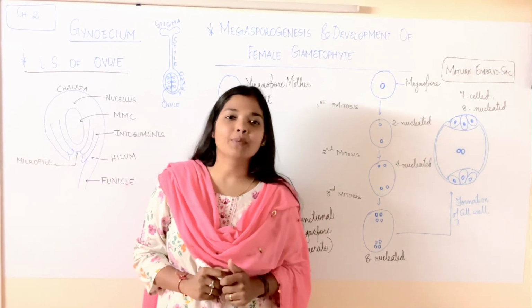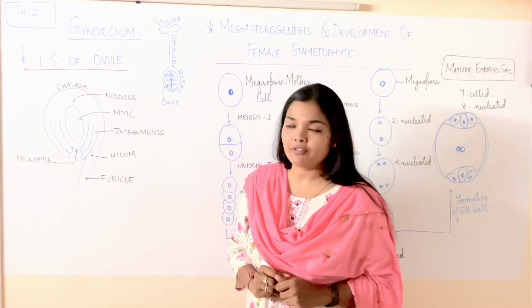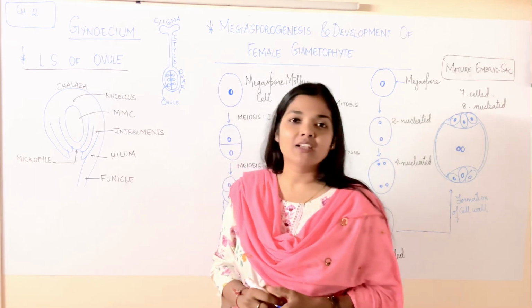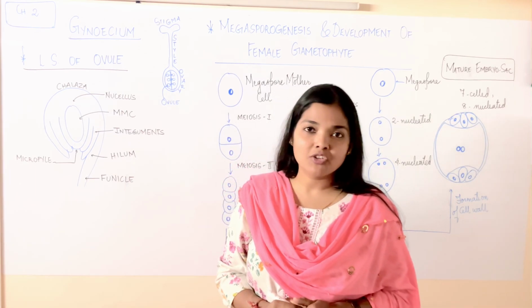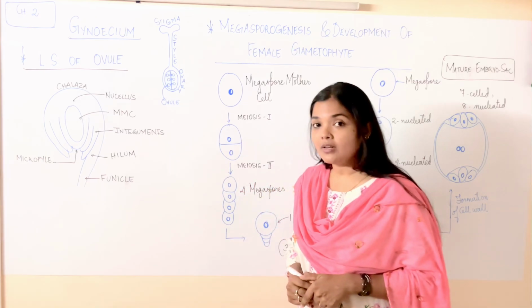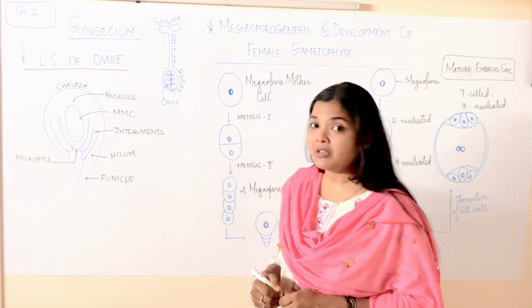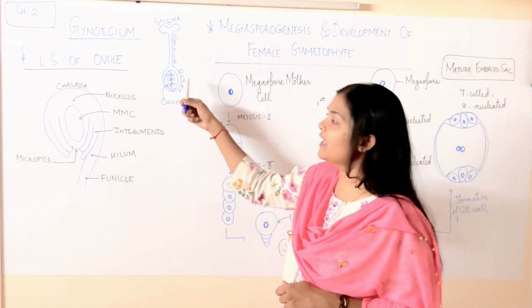Everyone, welcome back to chapter number 2, Sexual Reproduction in Flowering Plants. In the previous class we had been learning about Androecium. In today's class we are going to start with Gynoecium. Gynoecium, which is also called as carpel, would contain three main parts, that is stigma, style and ovary.